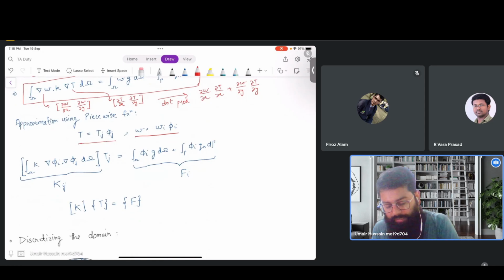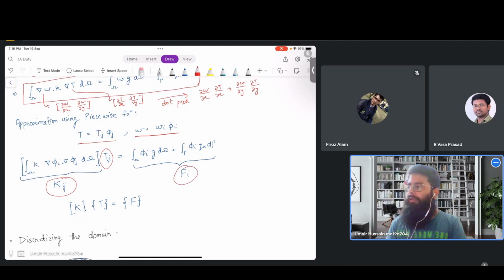When we substitute these, we can write the integral on the left hand side in this form, and this would give us a matrix Kij, and we have our solution vector as it is. We can take it out of the integral, since it is independent of the space coordinates x, y, and whatever is left on the right hand side is the force vector. So this way we get our algebraic equations for the entire domain or the element.